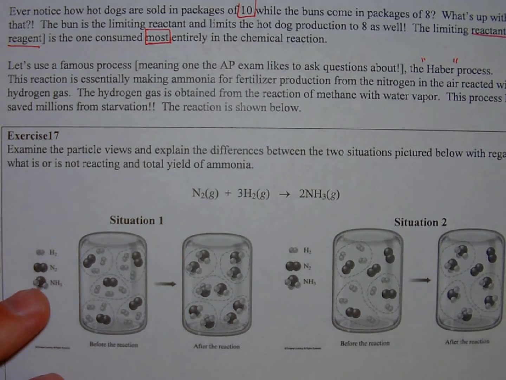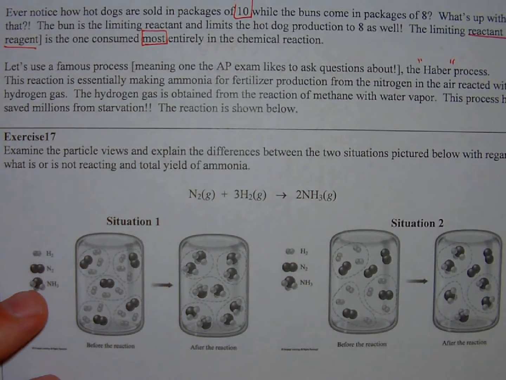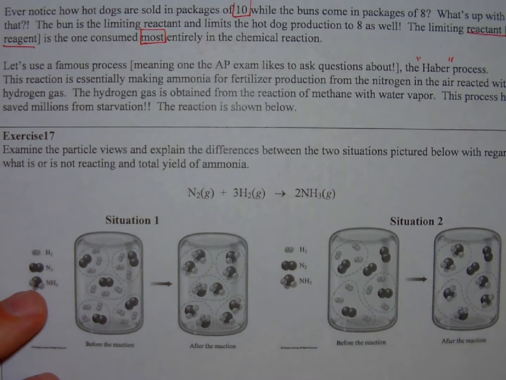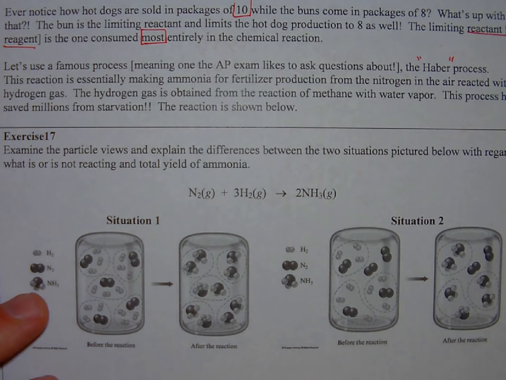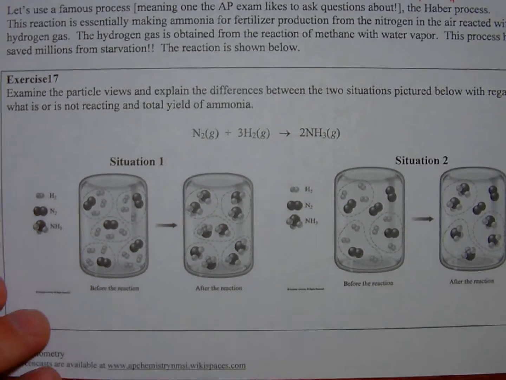The Haber process is essentially making ammonia for fertilizer production from nitrogen in the air after it's reacted with hydrogen gas. The hydrogen gas is obtained from the reaction of methane with water vapor. This process has saved millions from starvation. Again, a way to make fertilizer and grow food in places where food really shouldn't grow from a natural point of view. Let's look at an exercise.